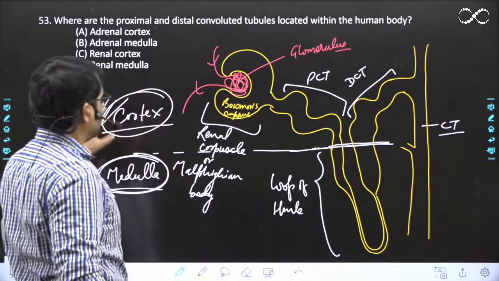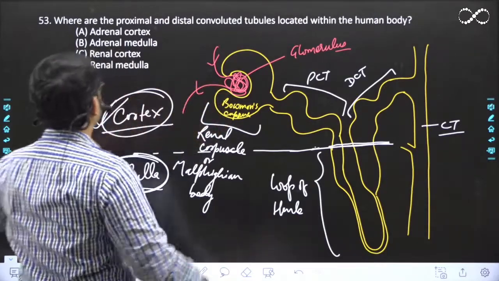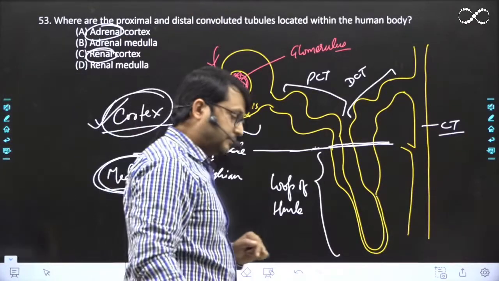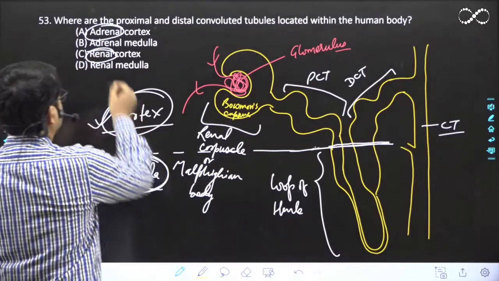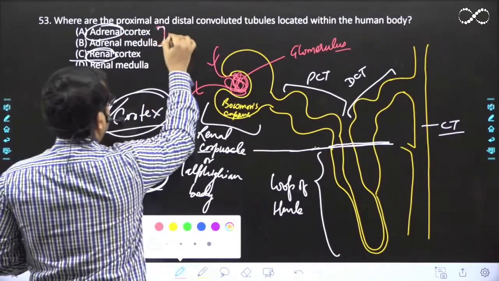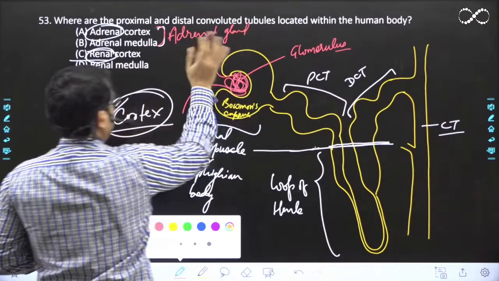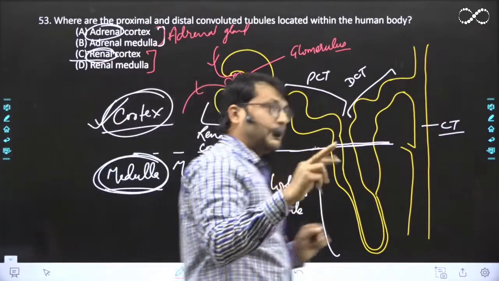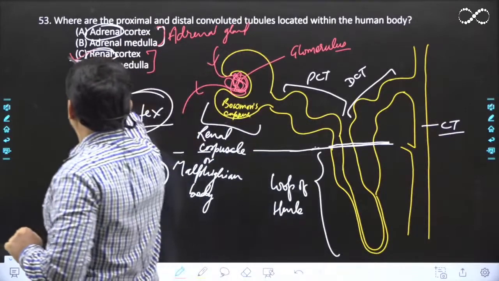Great. So this is your structure. But the question remains whether it is in the adrenal or in the renal cortex. Correct? Now let me tell you, adrenal cortex, ये किसका part है? Adrenal gland का. ये किसका part होगा? Adrenal gland. Okay? And nephron is found in the kidney, right? And kidney has two parts, renal cortex and renal medulla. Correct? So the correct answer is renal cortex.